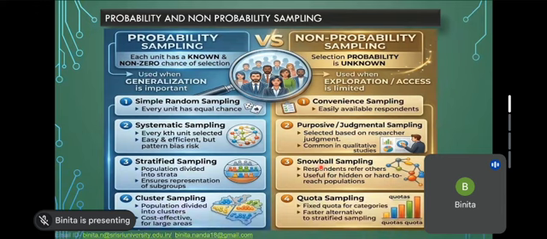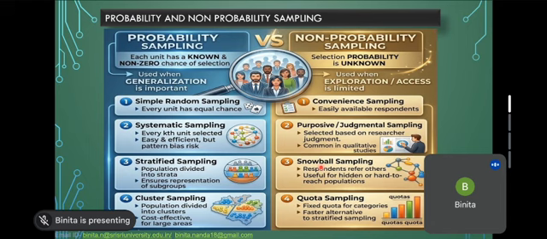The last probability sampling is cluster sampling. Here you divide the population into clusters. Clusters means groups. This is somewhat cost effective because you randomly select some clusters. I will tell you an example.